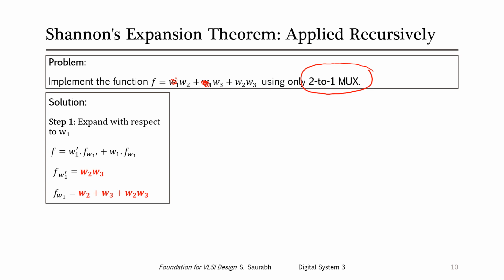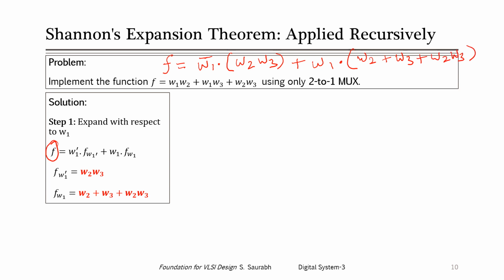So now this is the decomposition of the logic function f, right? We have written this function f in another form. The form is f is equal to w1 complement times the negative cofactor, that is w2 w3, plus w1 ANDed with the positive cofactor w2 plus w3 plus w2 w3, right?